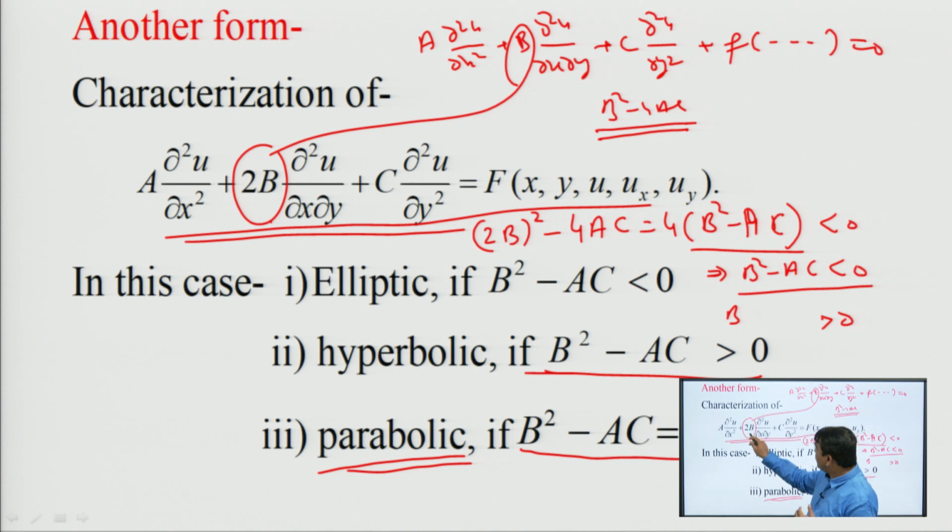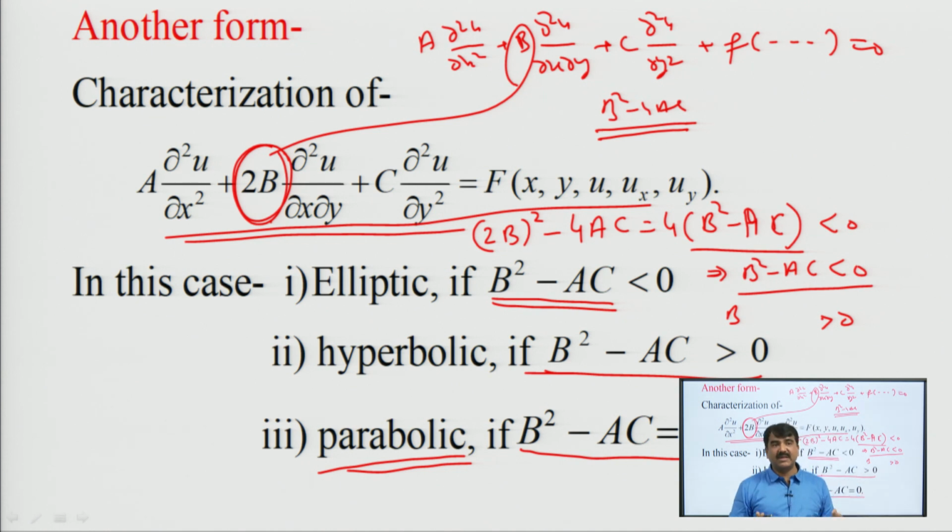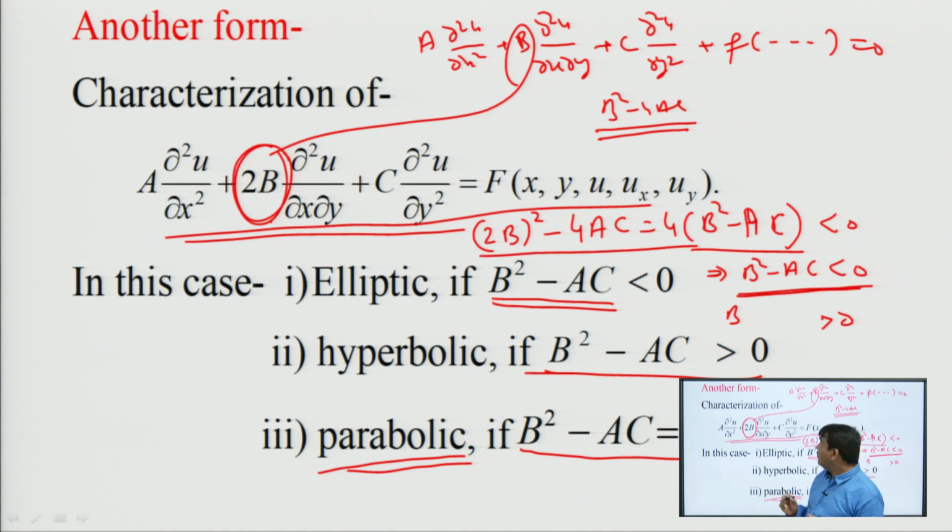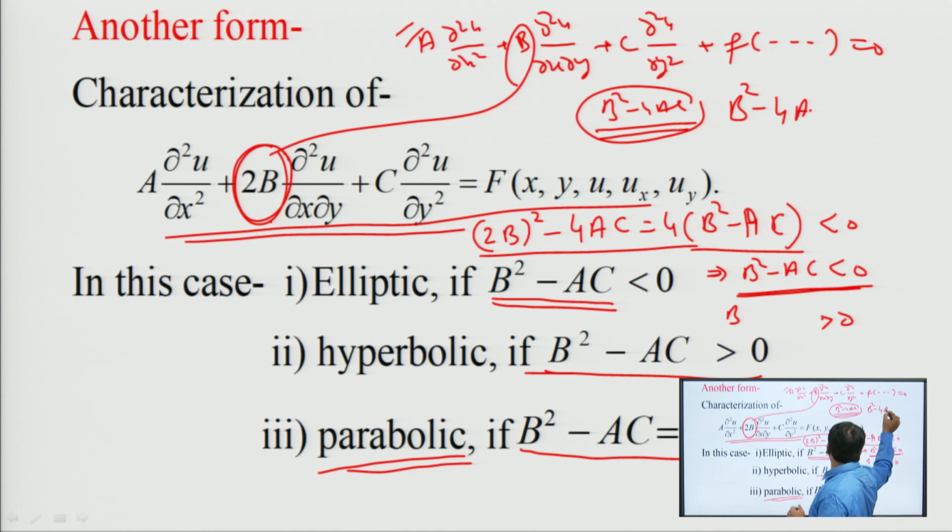So, if the coefficient of the second order derivative with respect to x and y is 2b, then the condition is described with the help of b square minus ac, not b square minus 4ac, because with the calculation we can see it reduces to b square minus ac, while in the earlier case we have to describe the nature with the help of b square minus 4ac.